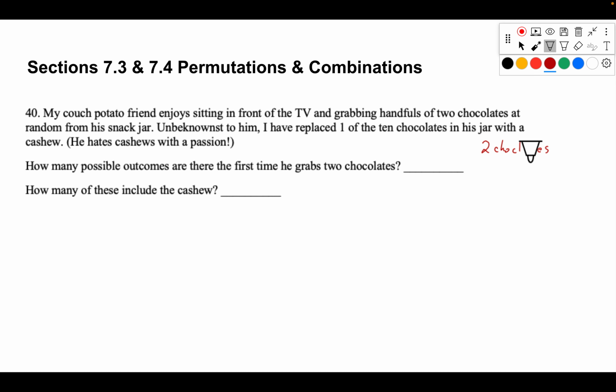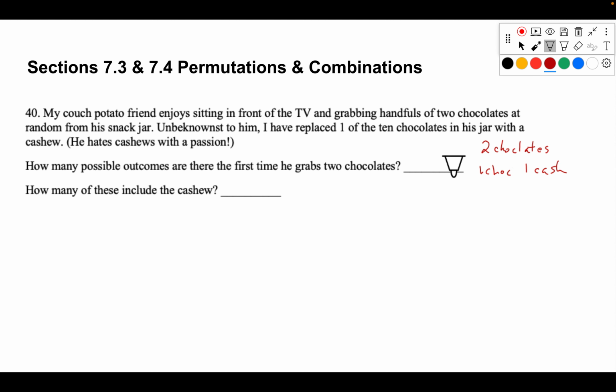I worked all these last night, but now they're not as fresh in my mind. What else could happen? He could get a chocolate and a cashew. And again, order is not really important. This is like the marble questions that we're going to do a little bit later, but this is just counting. It's not probability. He could get a chocolate and 1 cashew. Okay, and that's pretty much it, because there's only 1 cashew in there. There's 9. So then, how many ways could he do that?